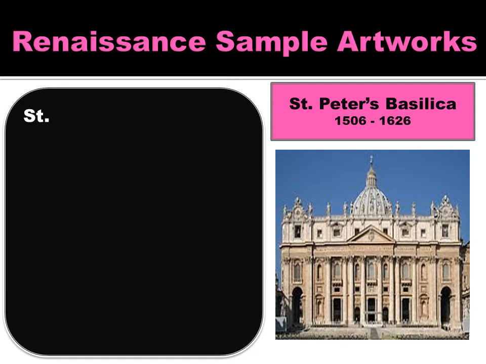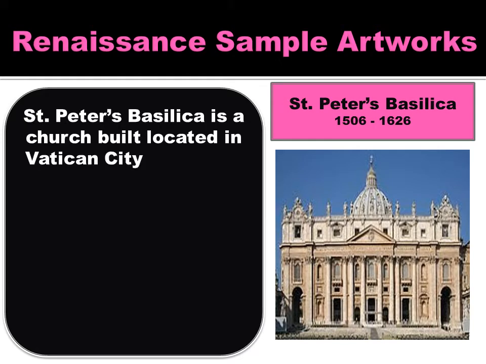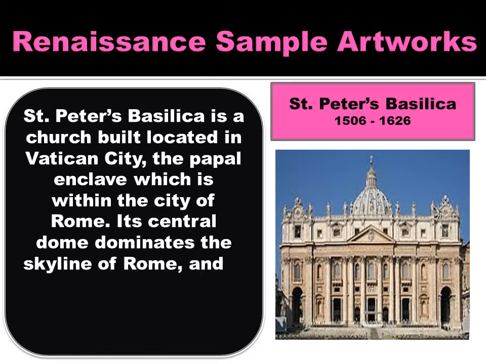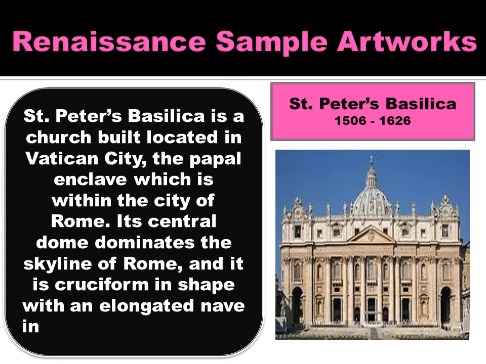St. Peter's Basilica. St. Peter's Basilica is a church located in Vatican City, the papal enclave which is within the city of Rome. Its central dome dominates the skyline of Rome, and it is cruciform in shape with an elongated nave in the Latin cross form.